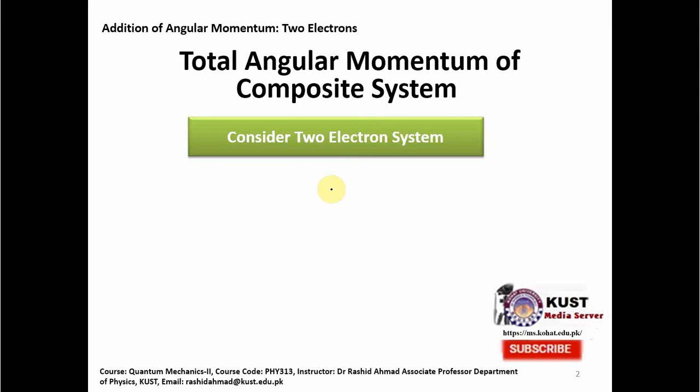The other simplicity is that I will not consider the spin angular momentum of these two electrons or this composite system, and I will only consider the orbital angular momentum. It is straightforward to then extend to the case where spin is also included, but in order to describe the procedure, we need to stick to this simple example of two electron system.